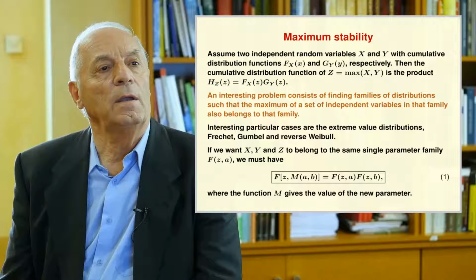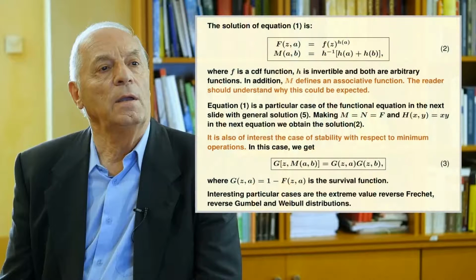If we want x, y, and z to belong to the same single parameter family f, the functional equation in expression 1 must be satisfied, where the function m gives the value of the new parameter as a function of the previous parameters a and b. The solution of this equation is the one indicated in expression 2 on the top of the slide, where f is a cumulative distribution function, h is invertible, and both are arbitrary functions. In addition, function m is an associative function because it is of the form of the already known solution of the associativity equation. The reader should understand why this could be expected.